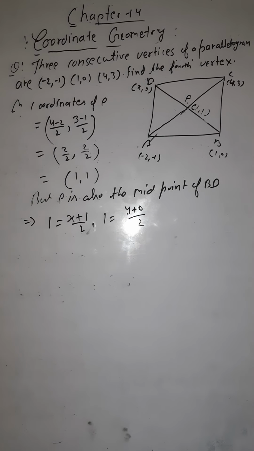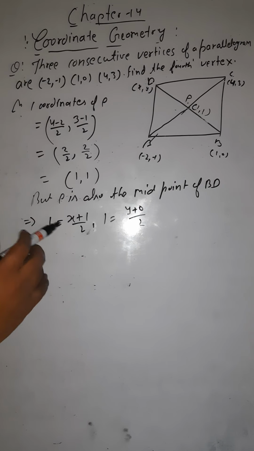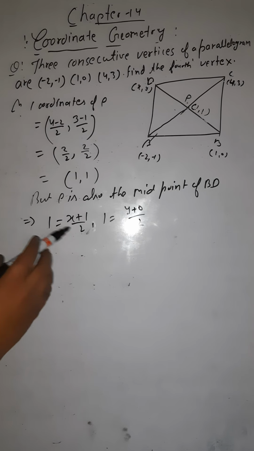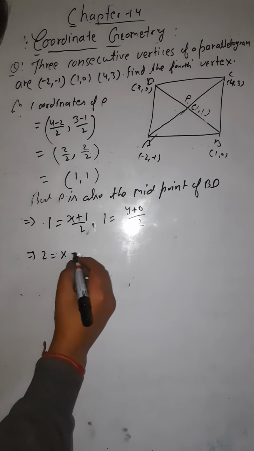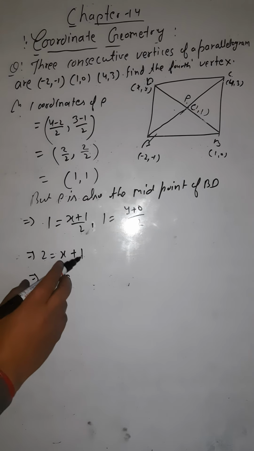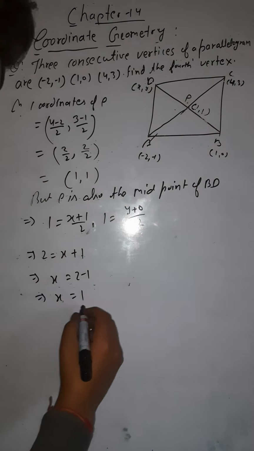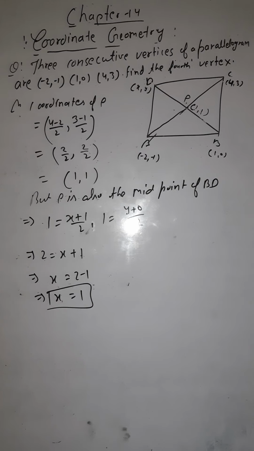This is the midpoint theorem now. Now just solve this. From here you can get the value of x. This 2 you are going to multiply here. So 2 times 1, that is 2, is equal to x + 1. It implies x would be equal to 2 minus 1, this 1 will come here and become minus 1. So 2 minus 1 implies x is equal to 1. So this is the value of x.